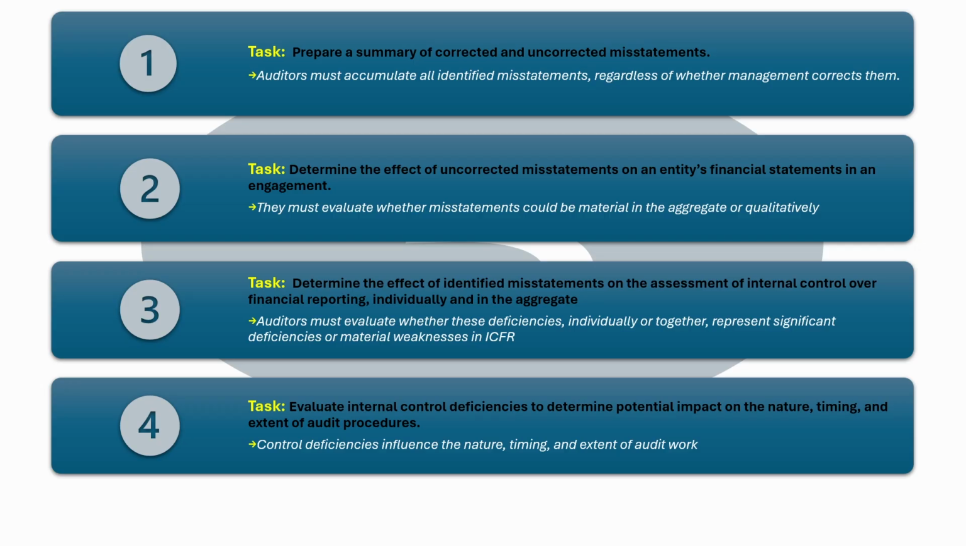Determine the effect of identified misstatements on internal control over financial reporting. ICFR is not only about numbers; misstatements may reveal control deficiencies. For example, repeated errors in purchasing entries might suggest a weakness in review controls. Auditors must evaluate whether these deficiencies, individually or together, represent significant deficiencies or material weaknesses in ICFR.